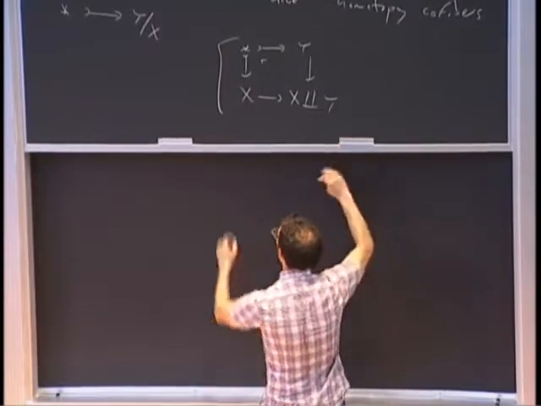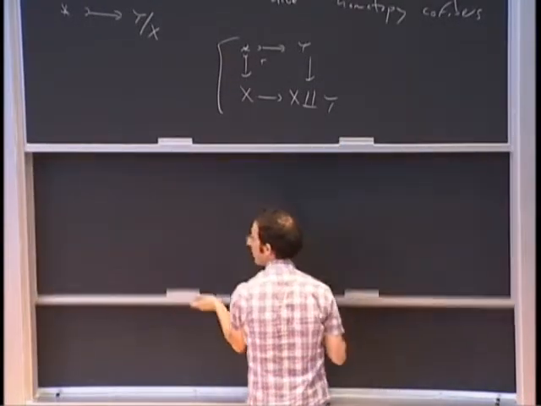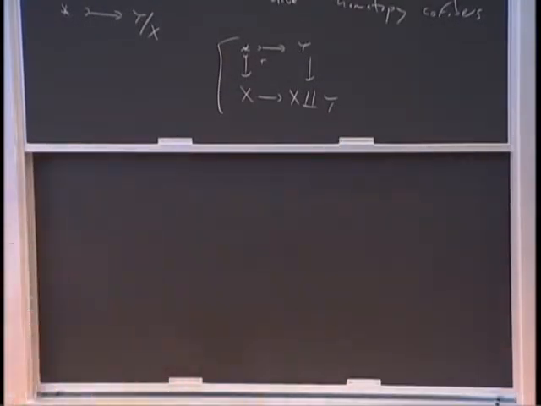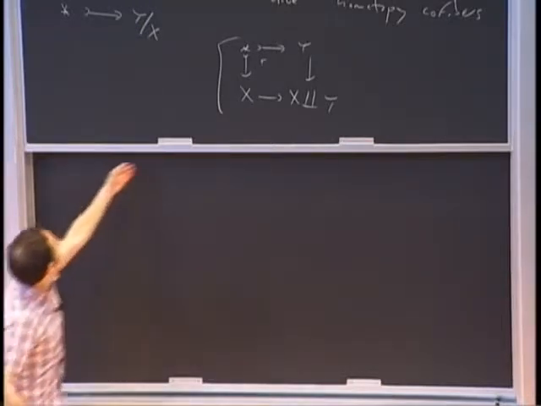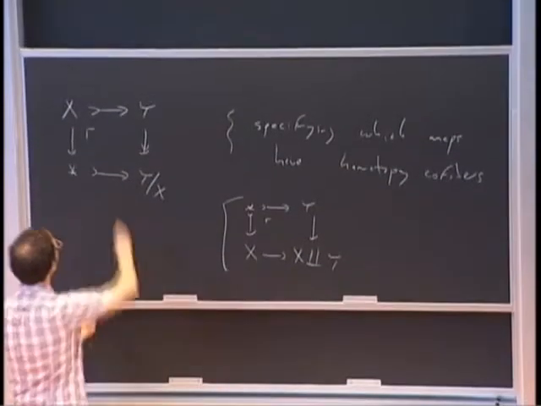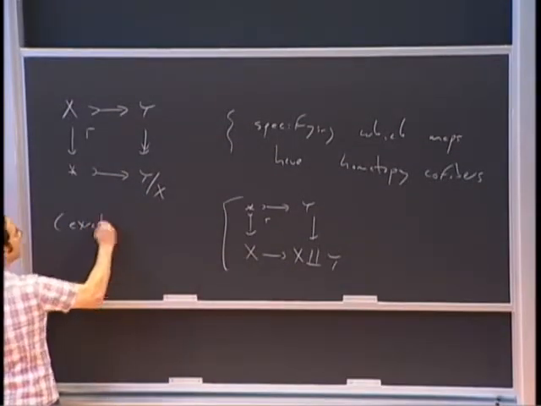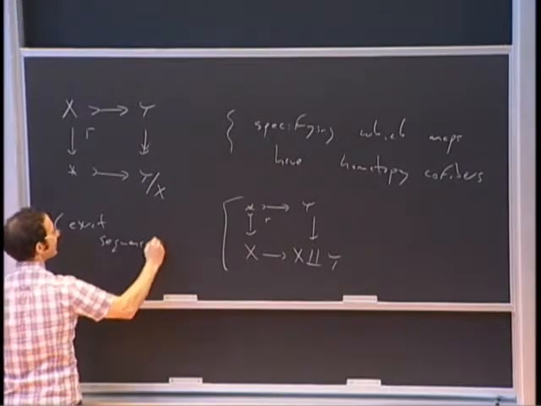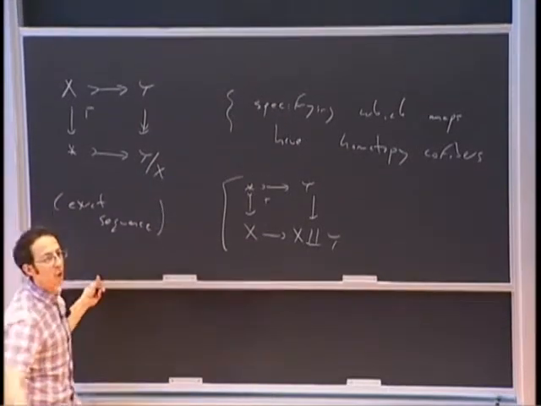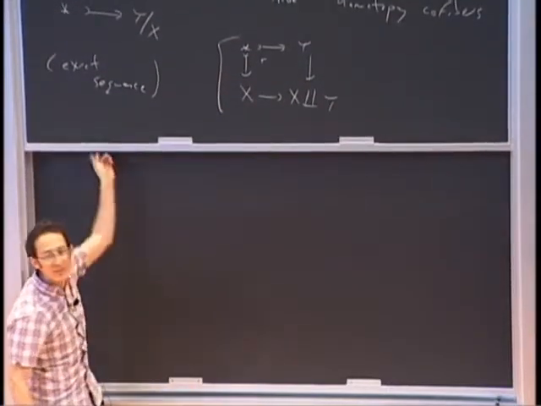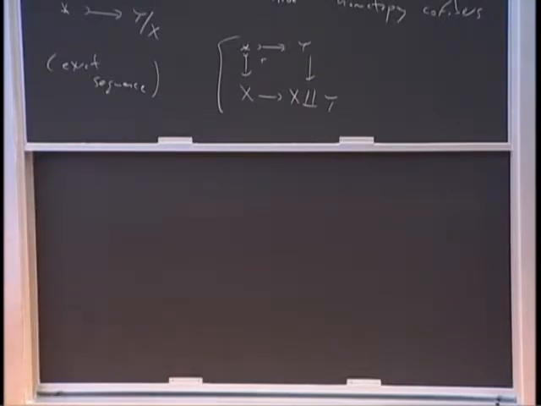OK, so we have this homotopical data. And now, let me see what else I wanted to say. Oh, I want to say one thing. I want you to think of this as an exact sequence. I mean, you're probably used to thinking of cofiber sequences as exact sequences anyway, but let me explicitly introduce that language now. We will come back to that idea repeatedly.